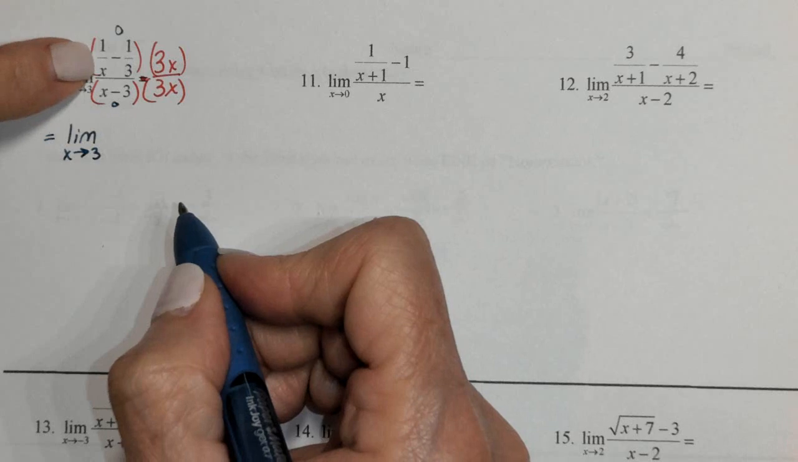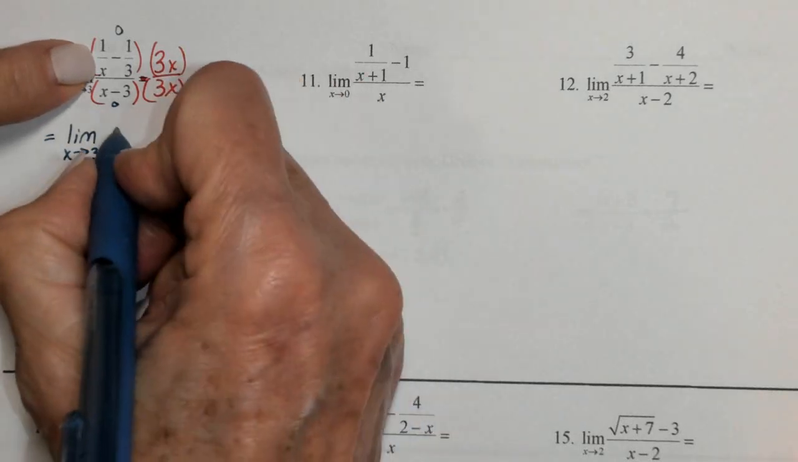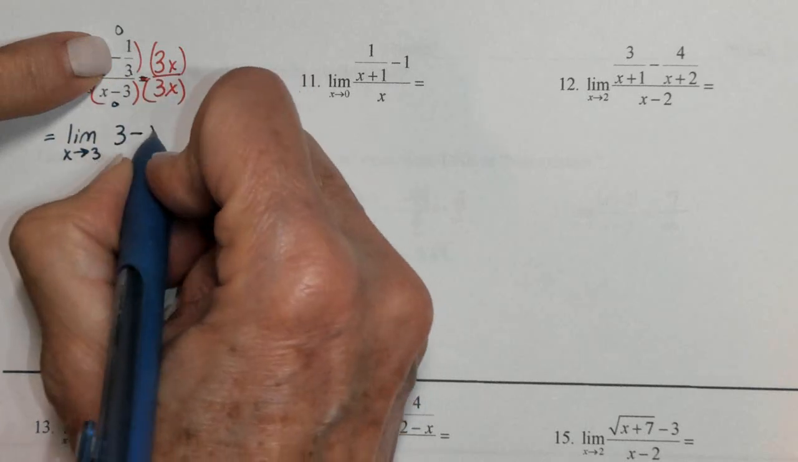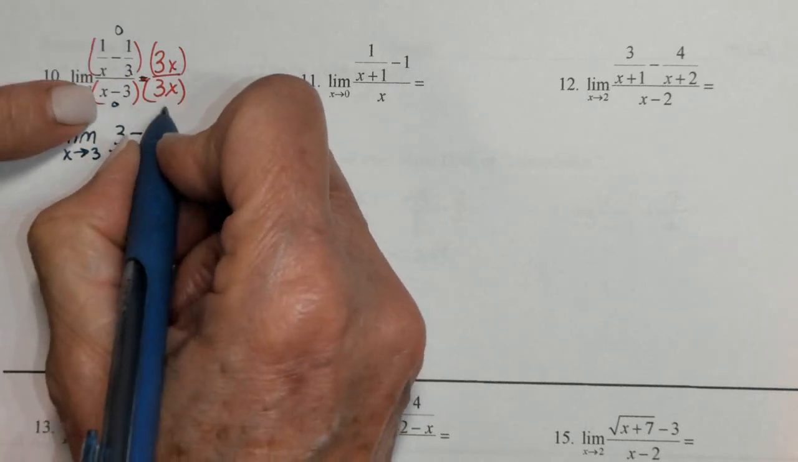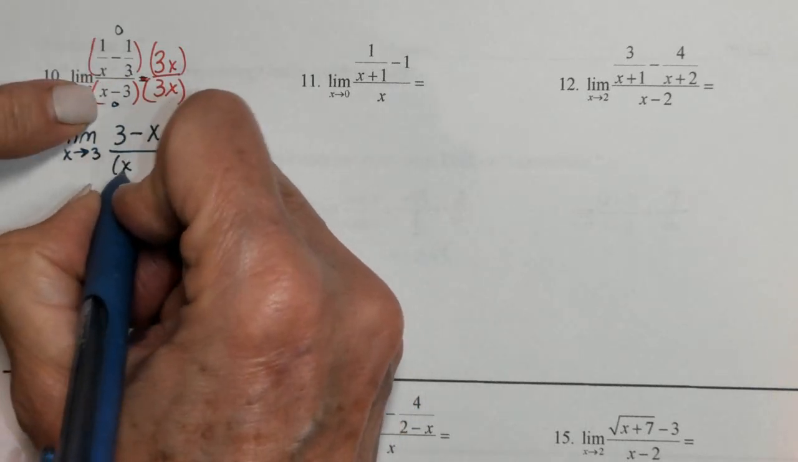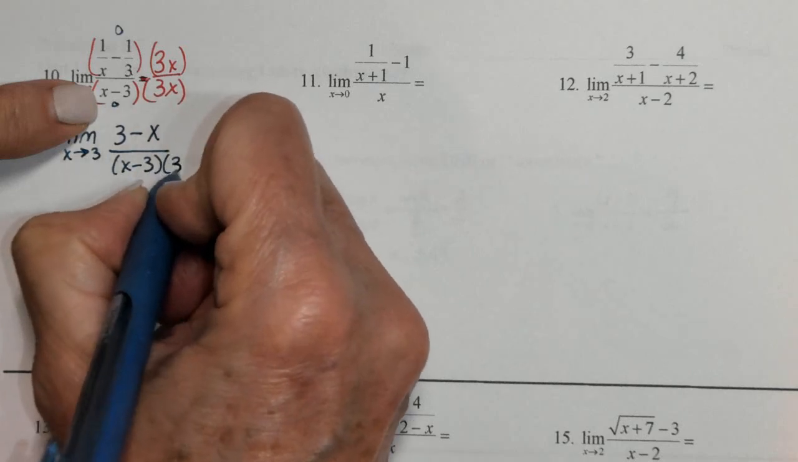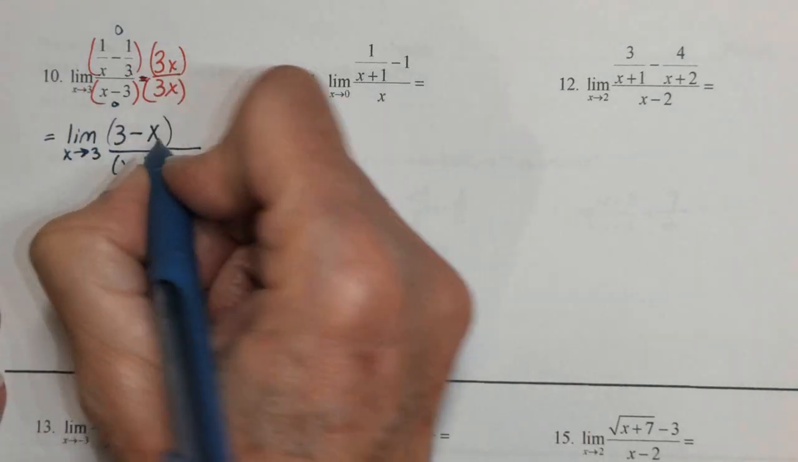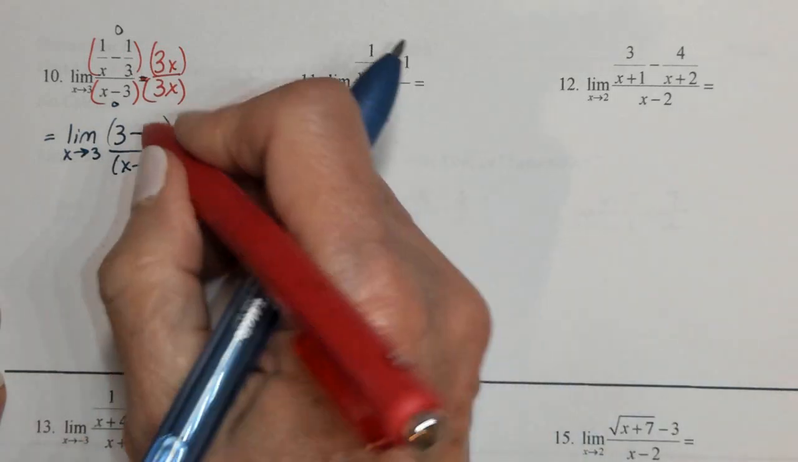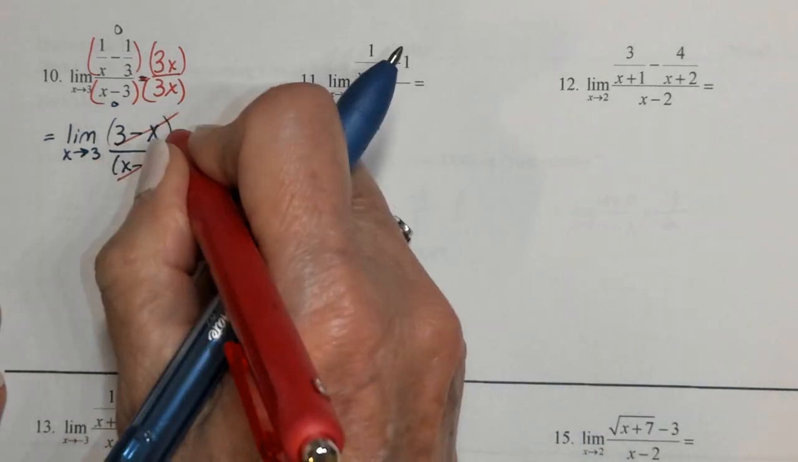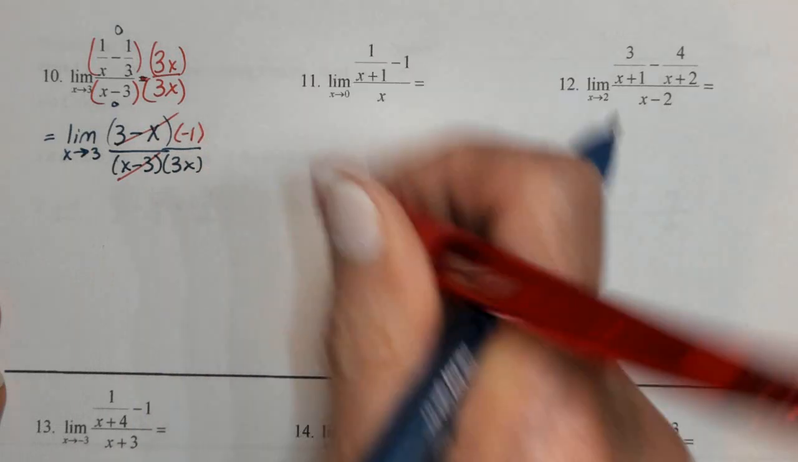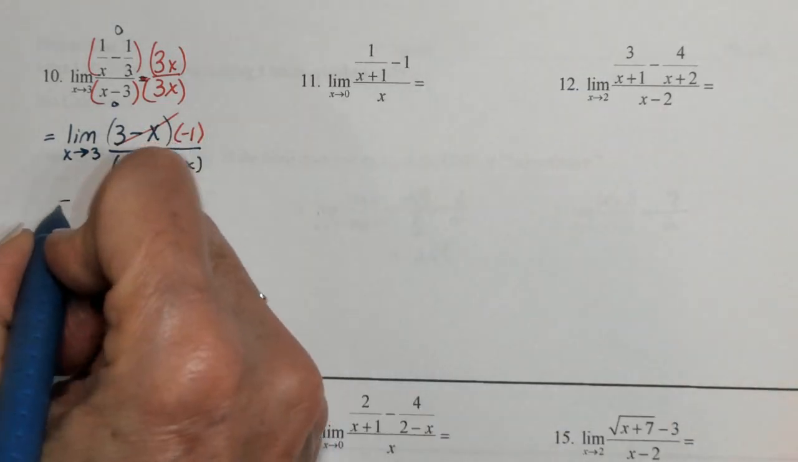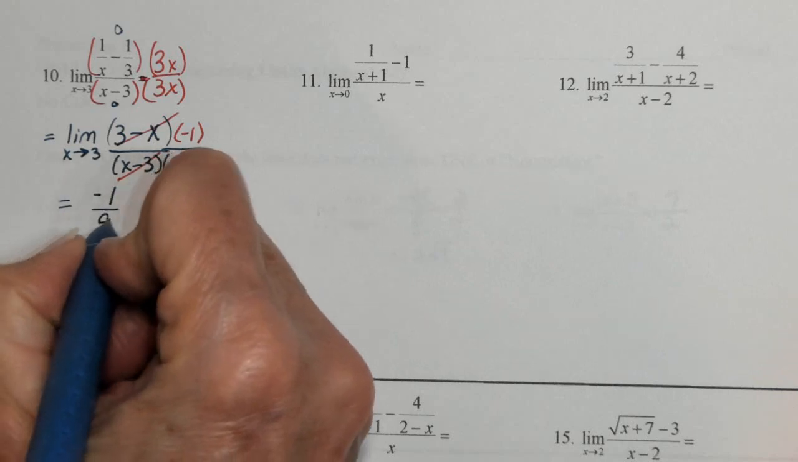Okay, 1 over x times 3x is 3, minus 1 over 3 times 3x is x, over, don't multiply this out. Okay, we have a 3 minus x on top and x minus 3 on the bottom. Those reduce, but not to 1, they reduce to a negative 1. Plug in 3 to the remaining x, and we get negative 1 over 9.